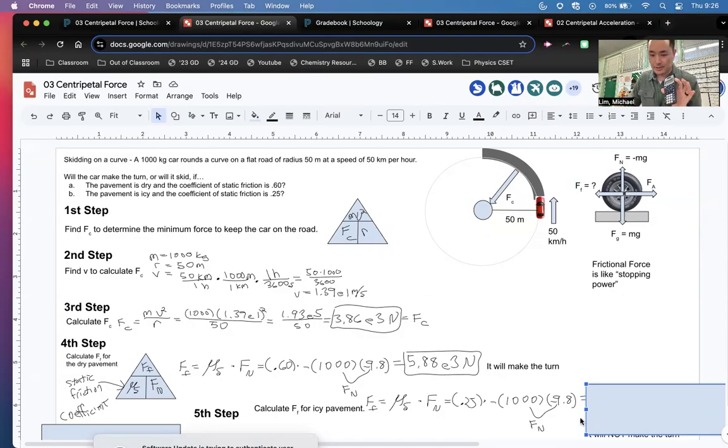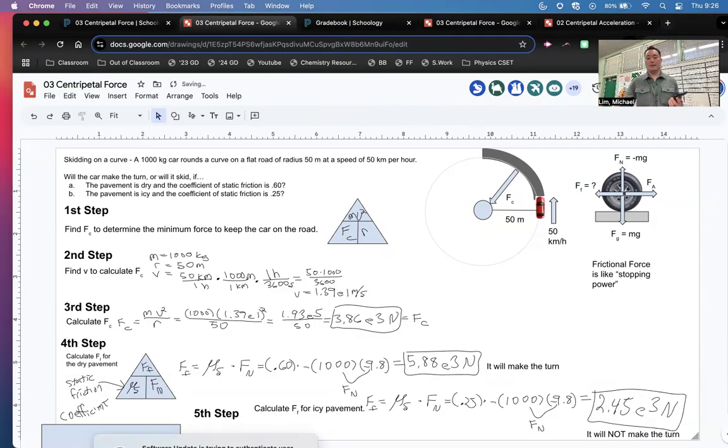I think you didn't include an extra negative. So negative 1,000 and negative 9.8 would give you a positive number. But your value was correct. Yeah, the input is 0.25 times negative 1,000 times negative 9.8. E3. And that number is lower than 3.86, the minimum amount of force that we need to keep the car on the road. So the car will not make the turn. And roads like that should not be constructed.